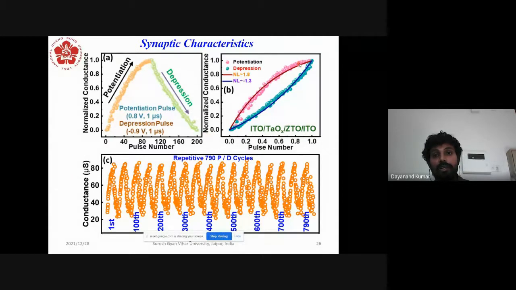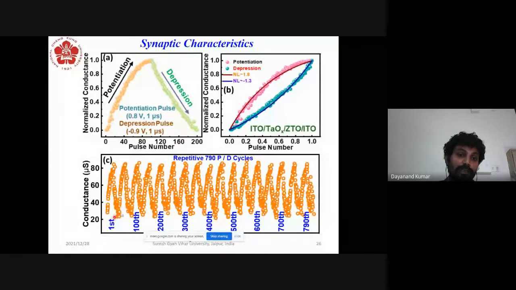Here is the nonlinearity, another important parameter. I already discussed that nonlinearity should be around zero, but in our case nonlinearity is 1.8 for the potentiation case, and for depression it is -1.3. It is not equal to zero, but it is near about one or zero. It means that the device characteristics are really good.